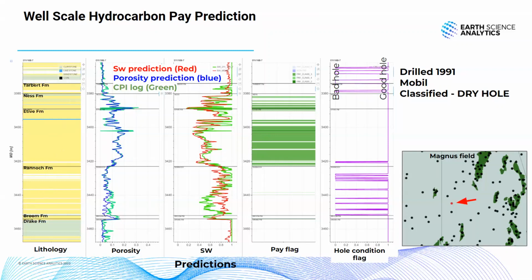And what's interesting about this well was on the OGA website, you go in and this well was registered as dry. It was drilled in 91 by Mobil. So we can see here that within the Ness, there is pay. But again, this hole was registered as dry in these large databases. So this was interesting for us.